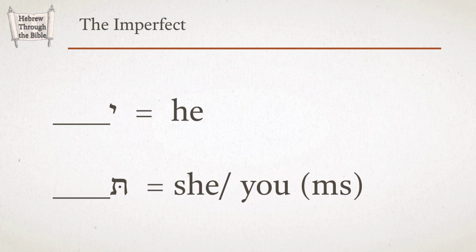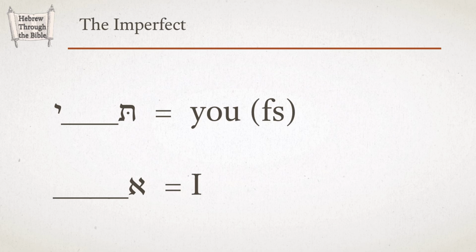Let's review them again. If a verb has a yod on the front with no ending, the subject is he. If a verb has tav on the front with no ending, the subject is either she or you masculine singular. If a verb has tav on the front with long chirec on the end, the subject is you feminine singular. If a verb has aleph on the front, the subject is I.